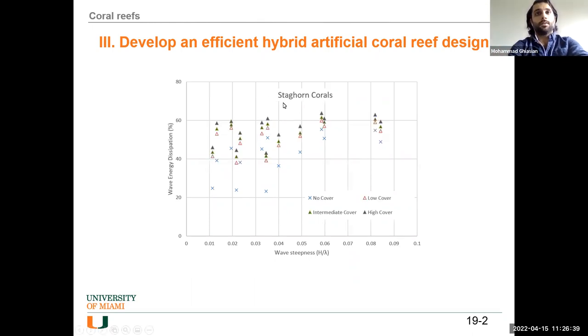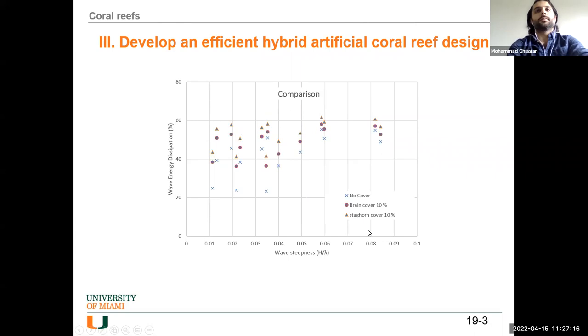The results for the stag horn corals are also plotted here with similar axes to this plot. So we can see we have a relatively higher dissipation rate compared to the brain coral, as a general view. And also a similar trend was observed, that we can have more wave friction from the corals on the lower wave heights compared to the higher wave heights. And also the differences are visible between the low coral cover and high coral cover.